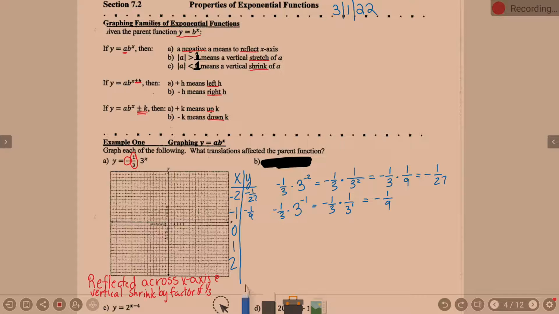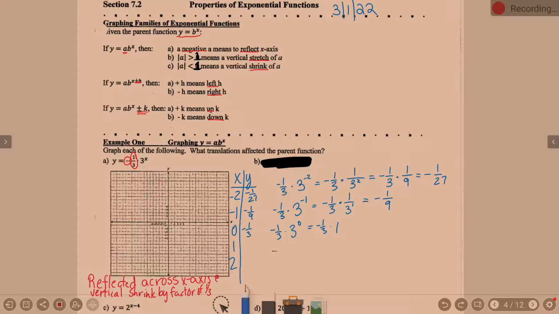Okay, it gets easier from here on out, I promise. -1/3 times 3 to the 0. What's anything raised to the 0? 1. So then this is -1/3 times 1. What's -1/3 times 1? -1/3. See, that wasn't as bad, right?